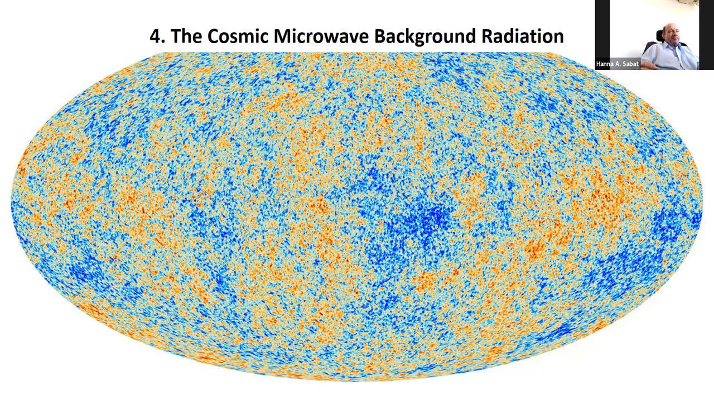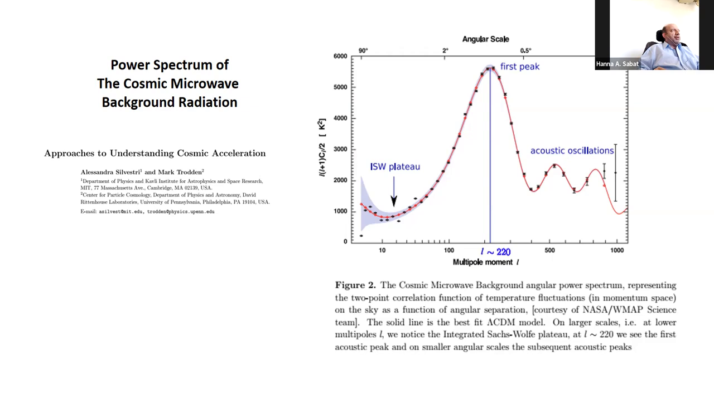Now, the average temperature of this radiation is around 2.7 kelvins, so it's very, very cold, very close to absolute zero. But we can see here that these points correspond to discrepancies below or above the average temperature. So by studying these, well, it's a very tough way to study it statistically. We came up with what scientists call the power spectrum of the cosmic microwave background radiation.